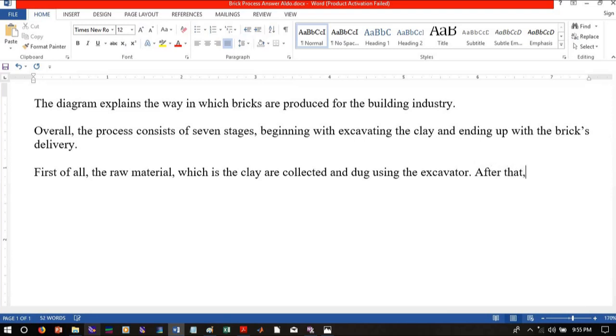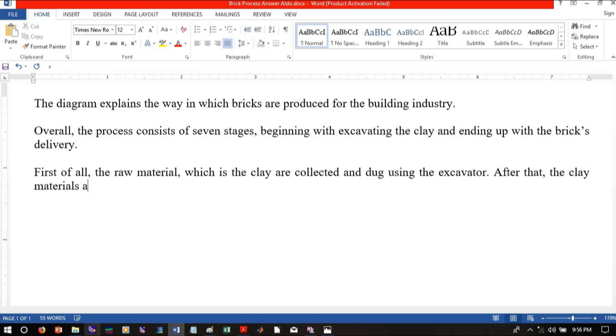And then after that, the clay materials are refined using the metal grid.